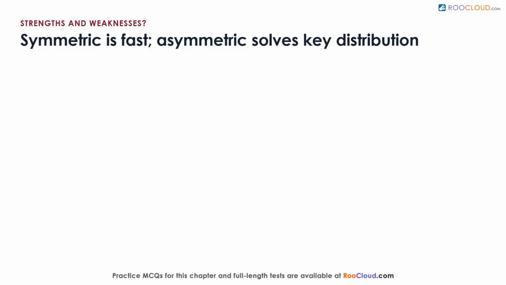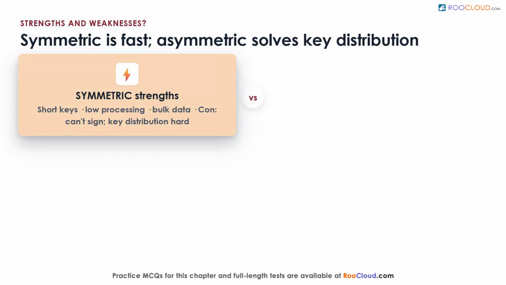Let's look closer at the symmetric family. What are its strengths? Shorter keys and far less processing power. That makes it perfect for encrypting large volumes of data. Its weakness is distributing the shared key safely. And it can't sign documents because the secret is shared by both sides.